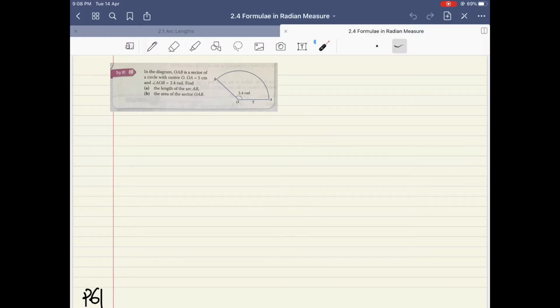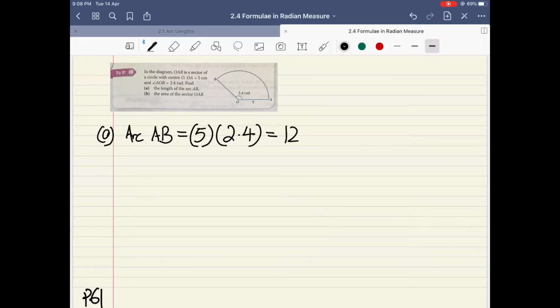We'll just dive right into some examples to see how we can apply these two formulae. First and foremost, Trig 14 can be found on page 61 of your textbook. First we want to find the length of the arc AB. If you remember the formula from the previous slide, the arc AB is r times theta. What we have here, the radius is 5, and since the angle is in radians, we can apply this formula, r times theta. So what I get is equals to 12 centimeters.